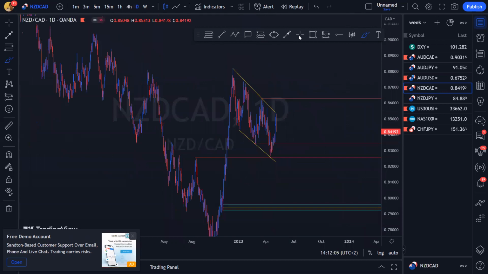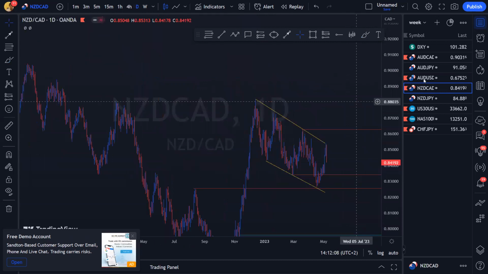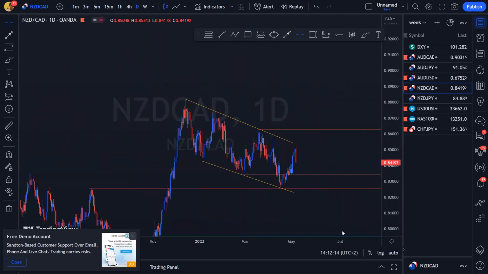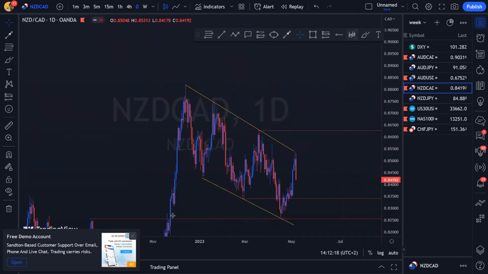Cool. So on New Zealand dollar CAD, I did tell you guys that New Zealand dollar CAD and AUDCAD are positively correlated. So we basically have a similar setup on both of these pairs. So I'm not going to waste a lot of time. So New Zealand dollar CAD, we basically got this upside momentum. We've got our beautiful corrective structure over there.